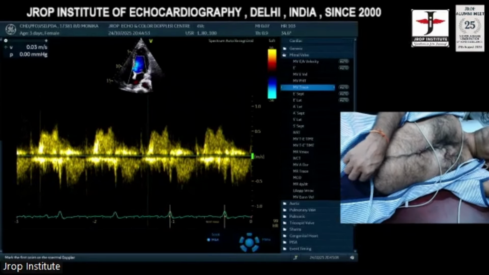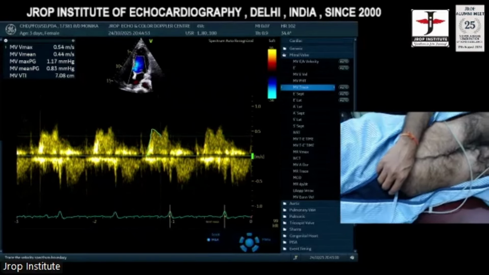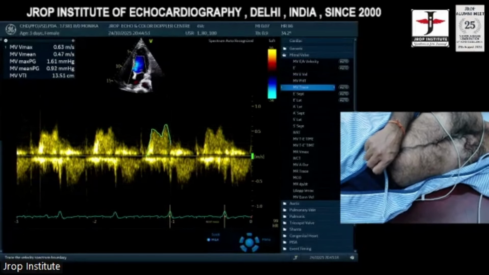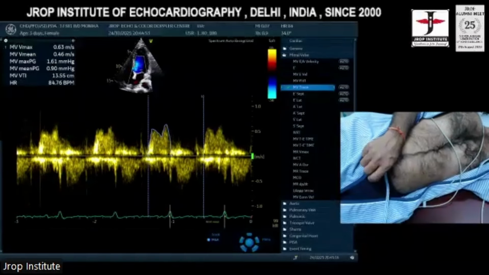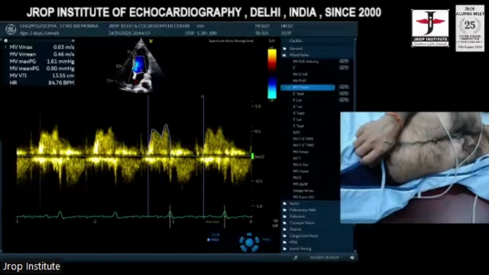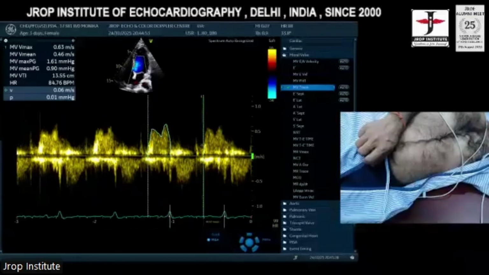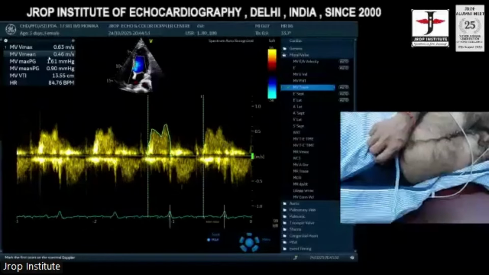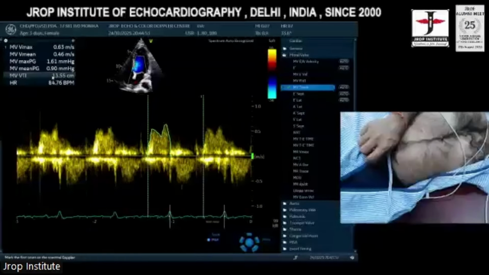Artificial intelligence will automatically trace. But this is how I'm going to trace the E wave and A wave, bring it to the bottom, enter, then heart rate. Now, once I trace this Doppler spectral pattern, what does it give you? It has given me peak velocity, mean velocity, peak gradient, mean gradient, velocity time integral, and a heart rate.